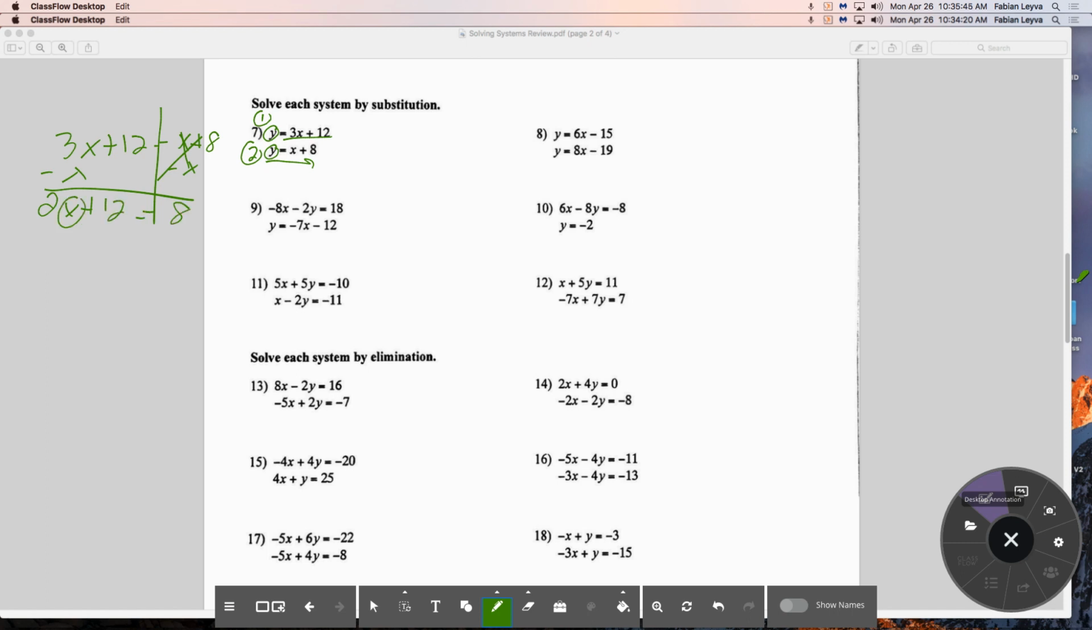Now that you have the x's combined on one side, you can get rid of everything else around it. So let's start with getting rid of what we're adding, which in this situation is a 12. You end up with 2x is equal to 8 minus 12, which is a negative 4. Finally, dividing by 2, you end up with x is equal to a negative 2.